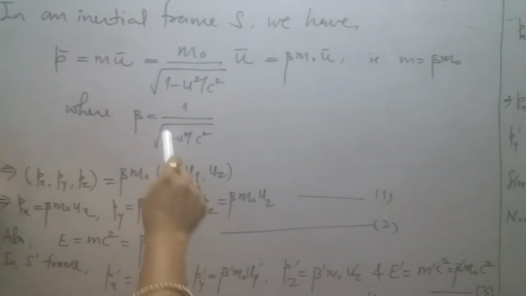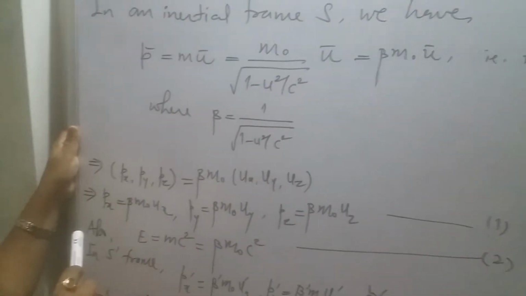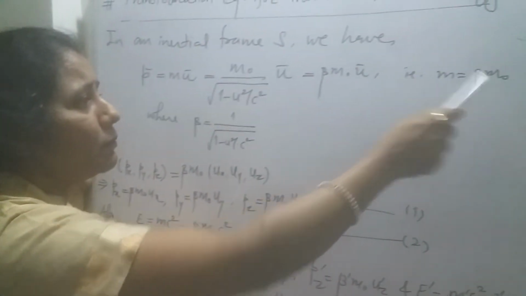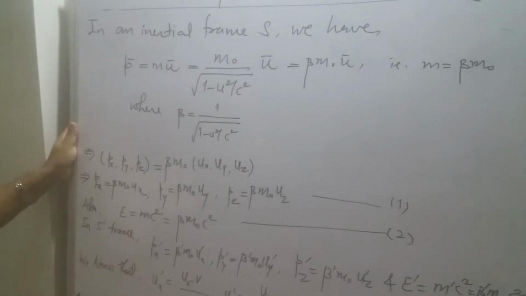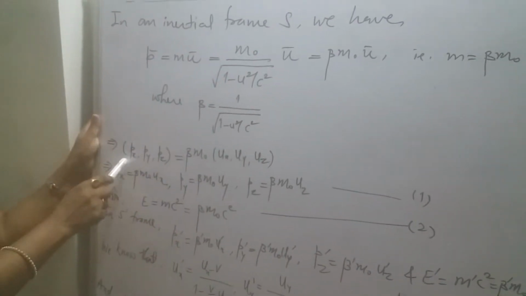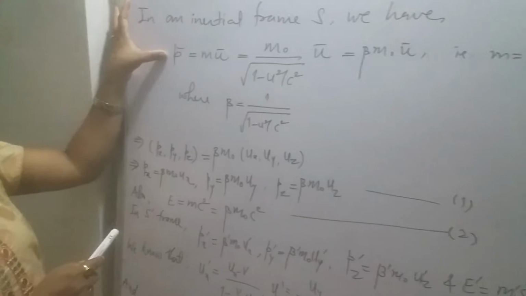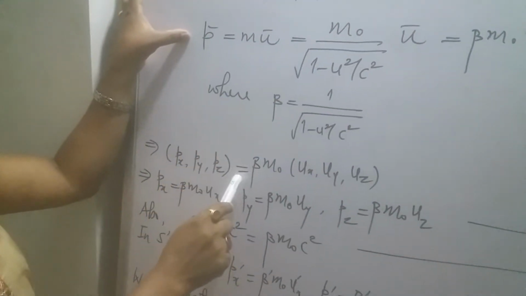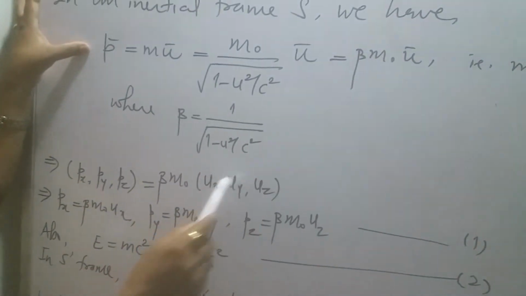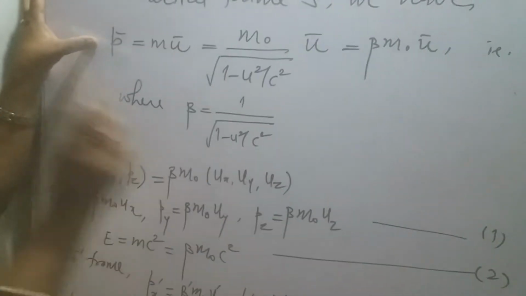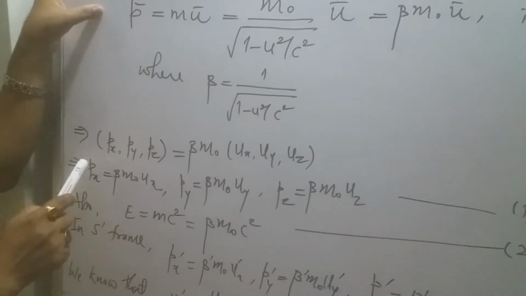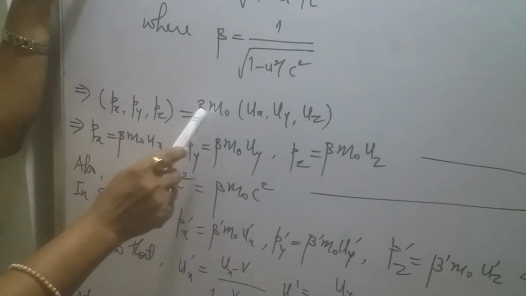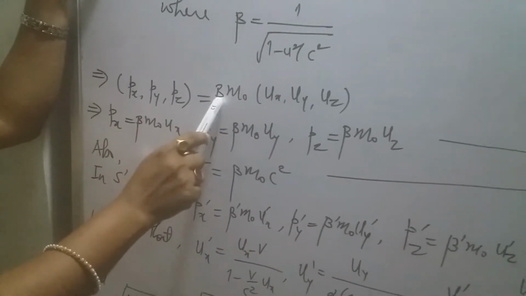If I denote by beta 1 upon under root of 1 minus u square by c square, then this becomes beta m naught into u bar, that is, m we have substituted as beta m naught. Now we will write it in component form, the x, y, z components of linear momentum p bar as px, py, pz, which is equal to beta m naught into u bar. U bar has components ux, uy, uz. Now we equate component-wise, so with that we get px as beta m naught into ux, py as beta m naught into uy, and pz as beta m naught into uz.